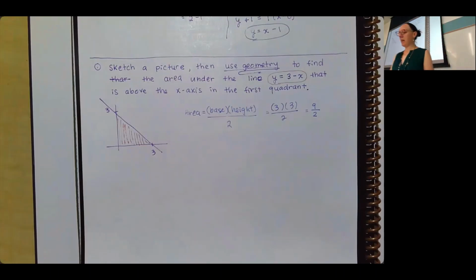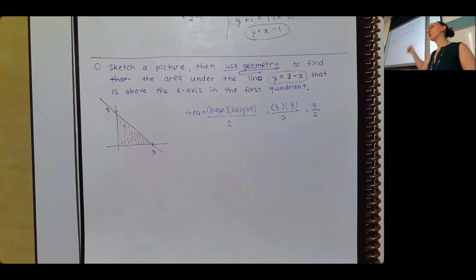Now, what other nice geometric shapes should we be able to find the areas of? I claim triangles are on that list. What else should we be able to find areas of just using formulas from geometry? Rectangles, what else? How about circles? Should we be able to find areas of circles? I'm going to go with yes.